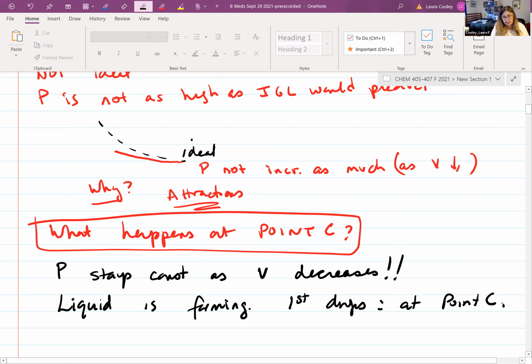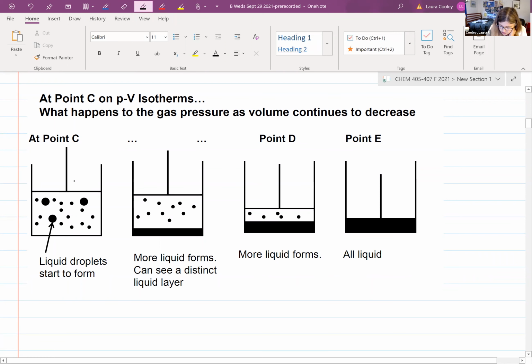So here I have a diagram. This would be point C. Now, these smaller dots represent gas molecules. I'm going to put this in red so you can see it. And these are liquid droplets. So this is the beginning of liquid forming. So when you get to point C, you start to see some liquid drops. So now what happens as the volume continues to decrease?